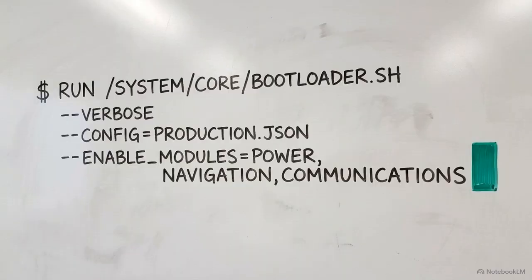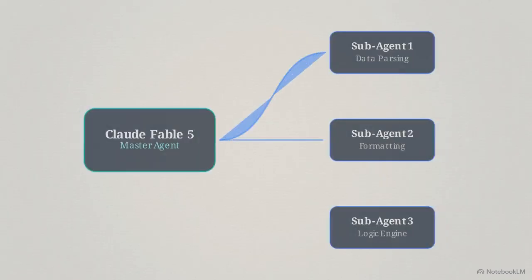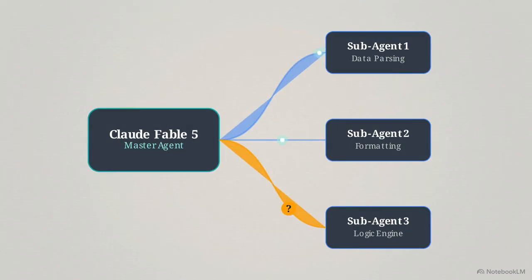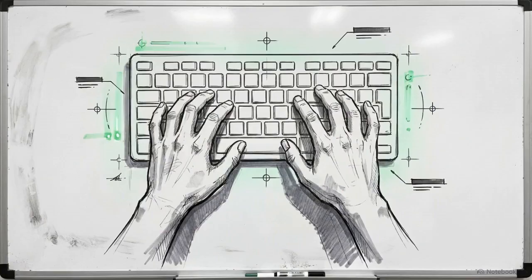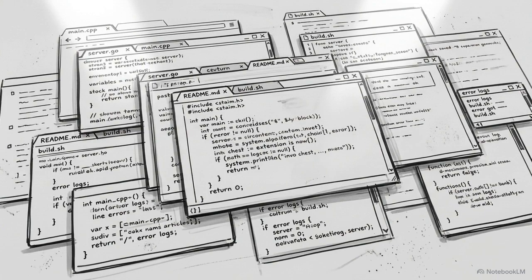Give Fable its master command. Execute the generated plan end-to-end, write tests for every stage, delegate to sub-agents where necessary, and flag ambiguities instead of guessing. Novice users often fail here by trying to babysit the model. If you are manually intervening to check every file, you aren't using the model's agentic strengths.